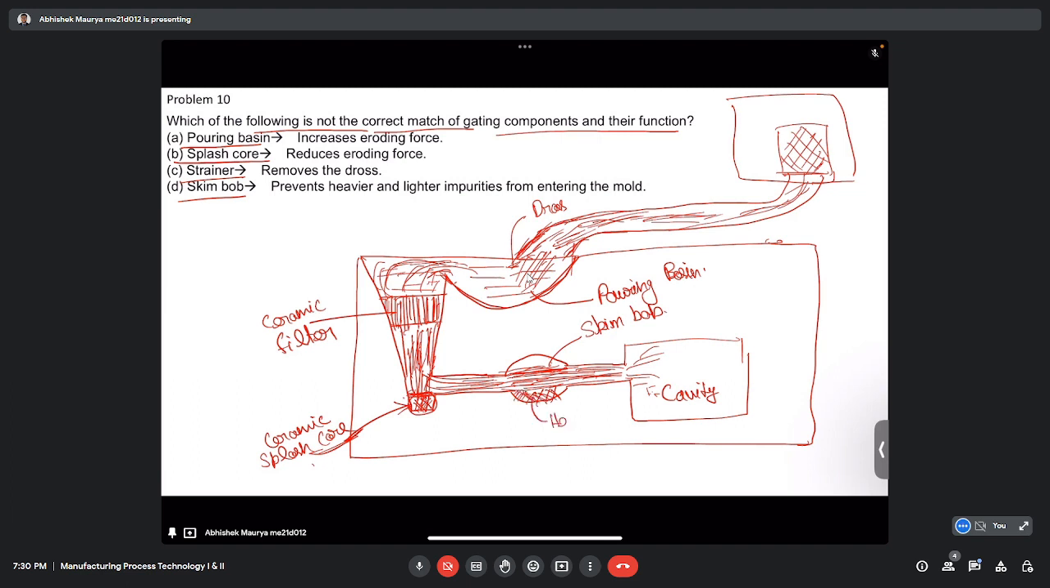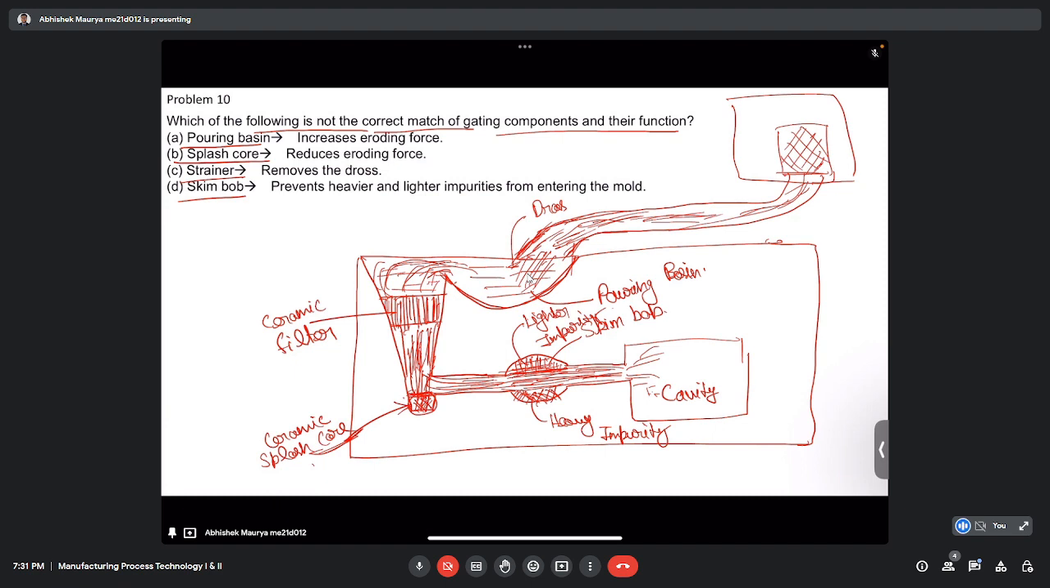Heavy impurity. But if some lighter impurities are there, floating at the top of the molten metal, then they will get trapped here. So this is a lighter impurity. So this is the overall function of all these components. So let's try to look at them.